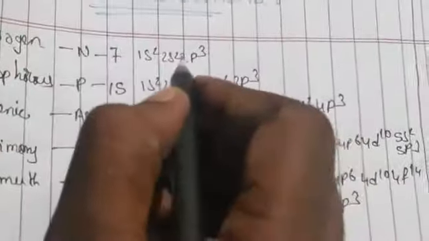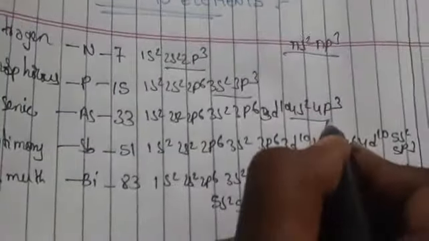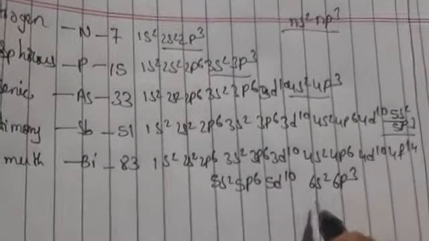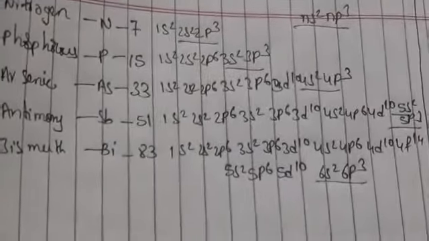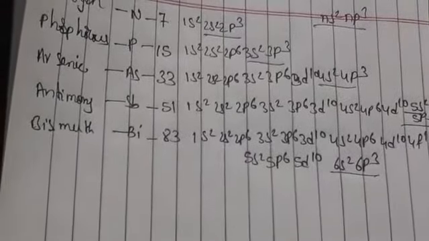When you observe, the general configuration is ns2 np3. This is the general configuration. Wherever you look at the outermost electrons, you get s2 p3. So the valency is 5, or we can say plus 3 also.